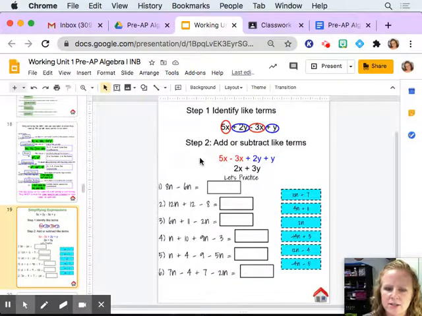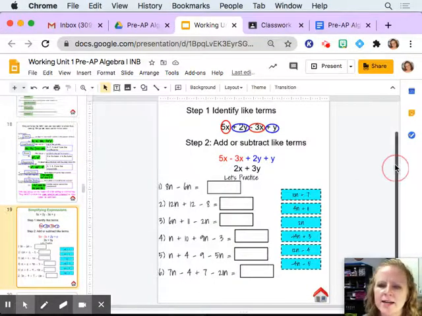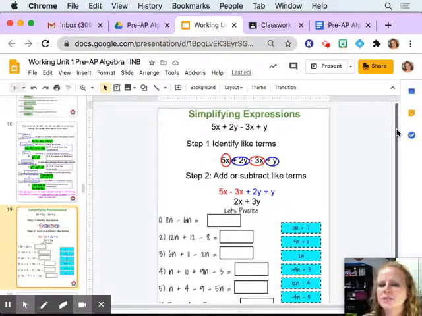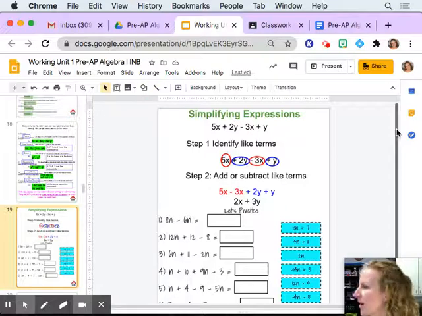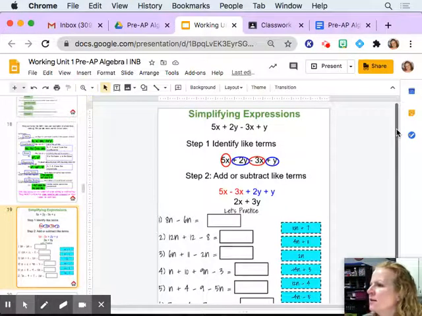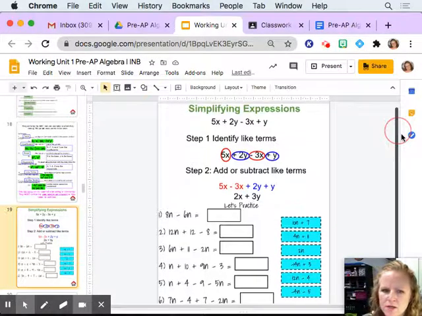Okay, so let's go to slide 19. Simplifying expressions. We can do this on paper and then write it and then drag and drop, or you can just drag and drop. Identify like terms. So I guess we're just going to drag and drop here. Add or subtract like terms.